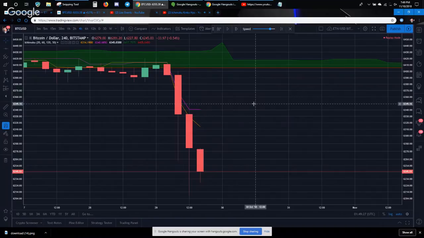Let me make sure I've covered everything I wanted to cover on that. Again, signals that are counter to the existing trend are deemed weaker. So you want to always take a look at the trend.